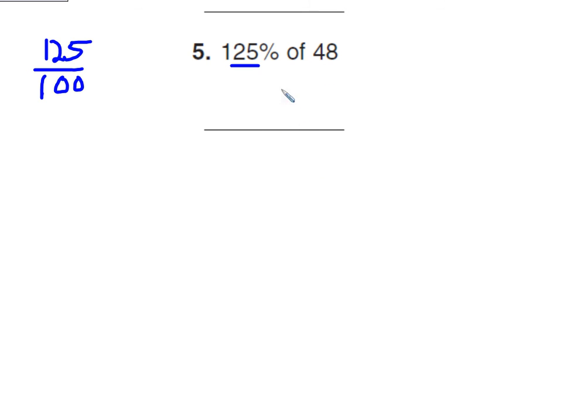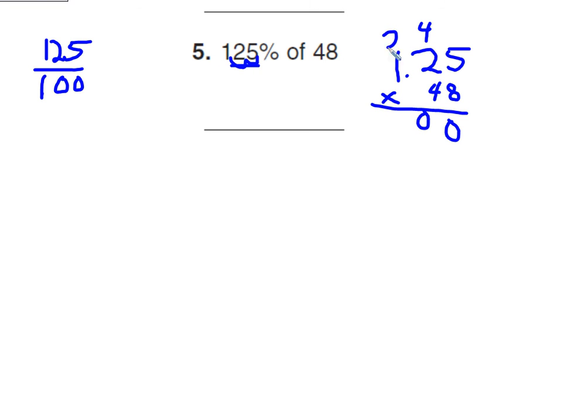So let's convert this to a decimal. I move it over 2 to the left, so I get 1.25 times 48. And I can multiply as if there's no decimal. 5 times 8 is 40. 8 times 2 is 16, plus 4 more is 20. 8 times 1 is 8, plus 2 more is 10.